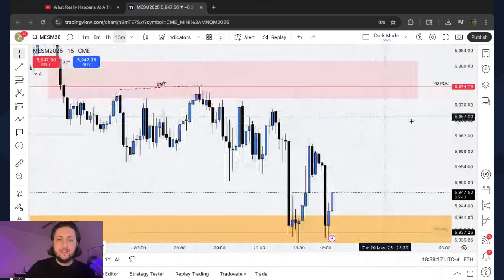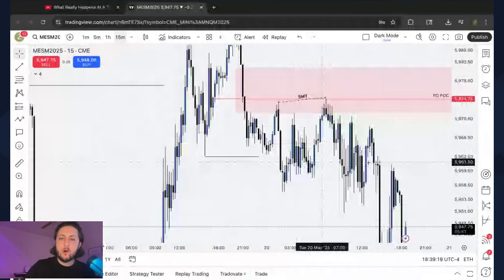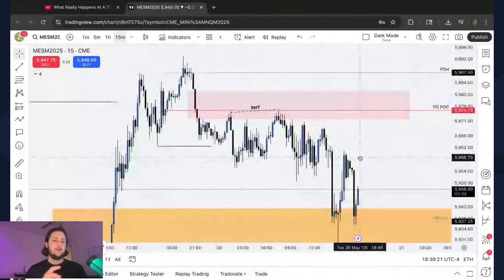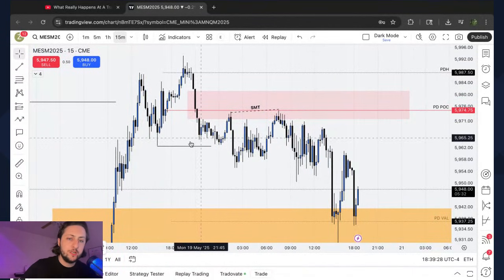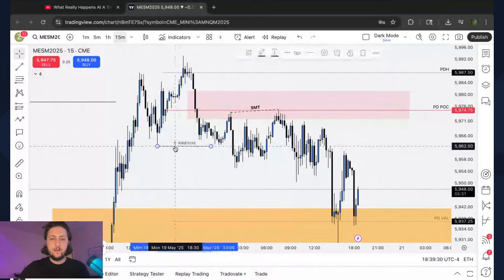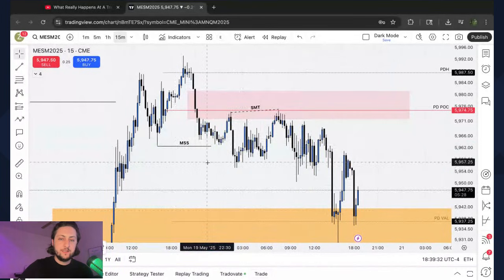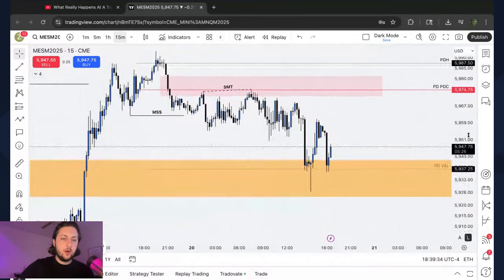What's the last thing we need? First off, let's go over what we have. Higher time frame alignment. We swept a 4-hour swing high and we had a market structure shift, right? Market structure shift being right here. Once we get that market structure shift, we want something to target, right?